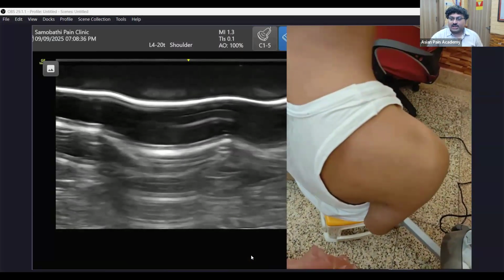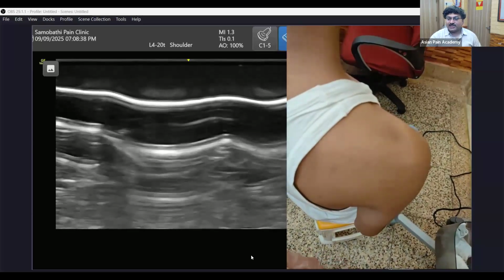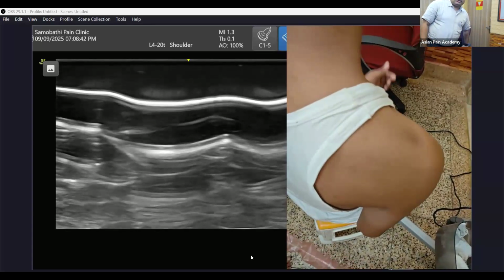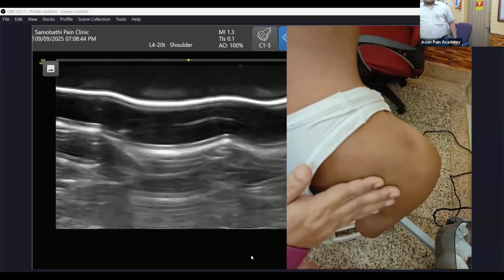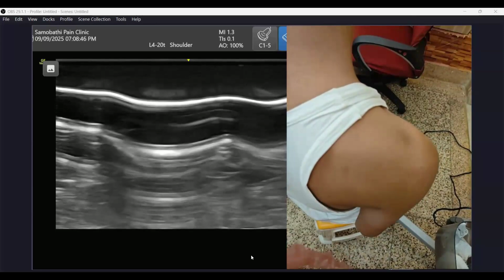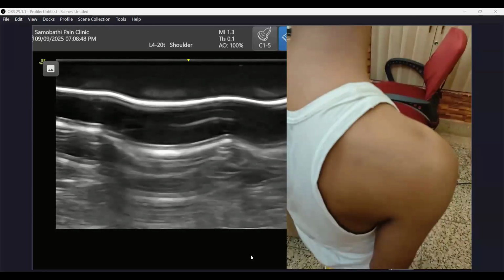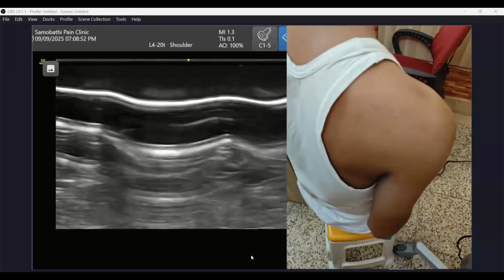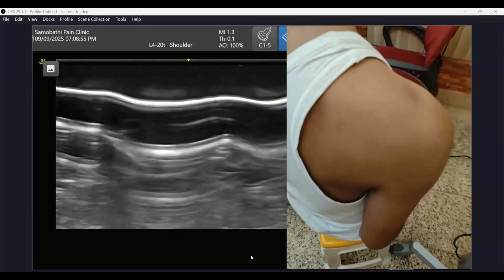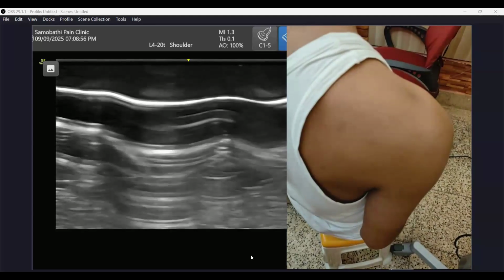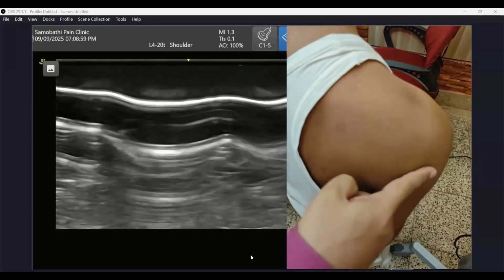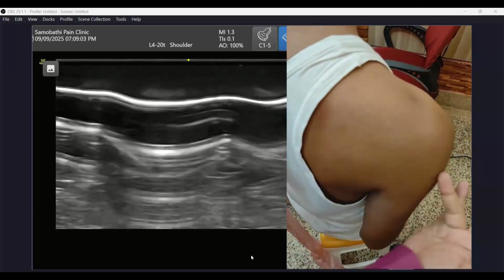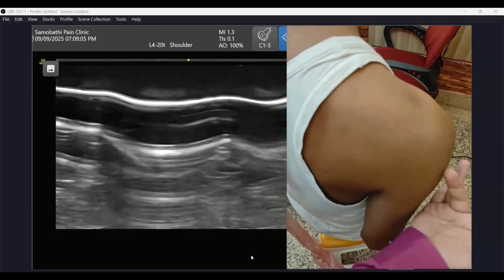Okay, now I think you can see the shoulder clearly. So we are starting from the posterior part of the shoulder: the infraspinatus and the spinoglenoid notch. If I put the ultrasound probe here, then I should be seeing the infraspinatus, which is going like this and going to join here at the greater tuberosity.